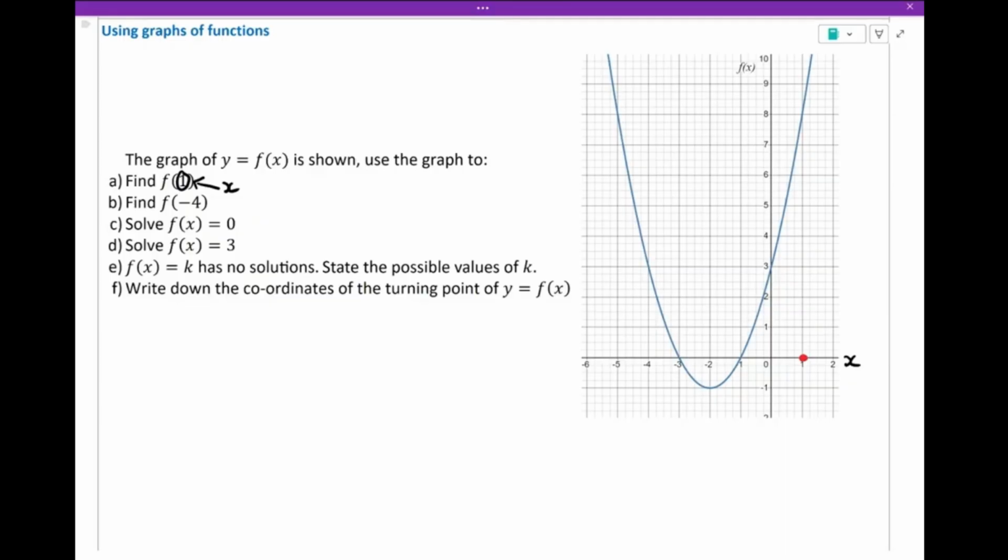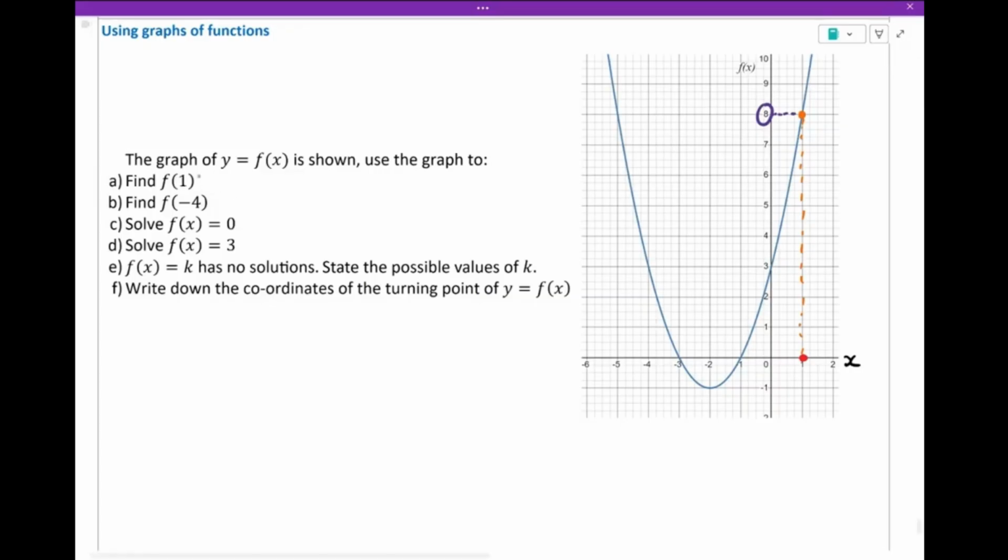So what I need to do is draw a vertical line, either up or down, to get to my curve. Now going downwards is not going to be much help. I'm not going to get to my curve. So we're going to have to go upwards. So my vertical line would look like this until you hit your curve, which is this point here. So this point here has an x coordinate of 1. So what you now want to do is go horizontally until you hit your axis, which is like this. And that is my output. We have found that f of 1 is equal to 8.